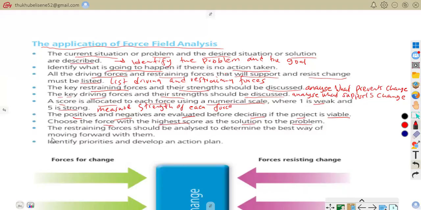So now it says the restraining forces should be analyzed to determine the best way moving forward with them. So here we are saying analyze restraining forces. You find ways to reduce resistance. Identify priorities and develop an action plan. So here it means plan steps to implement change. Hope you are together, Grade 11s.